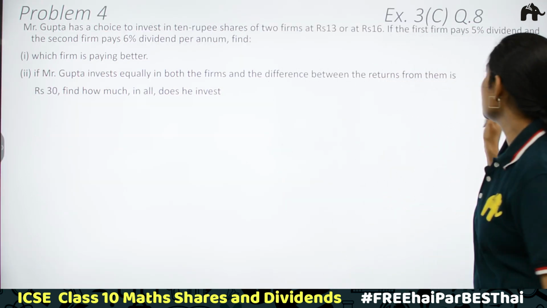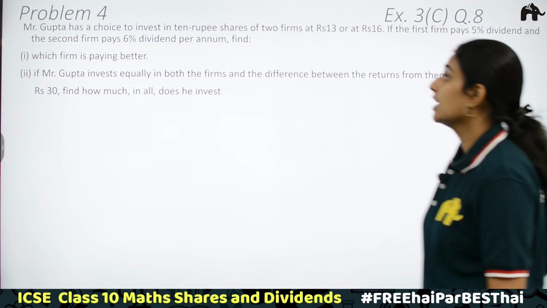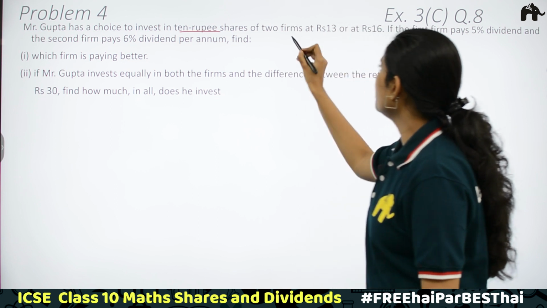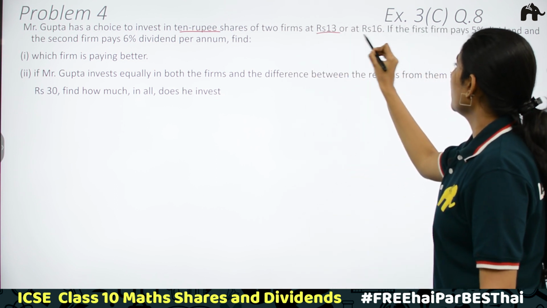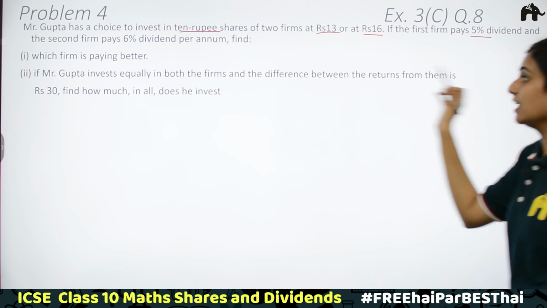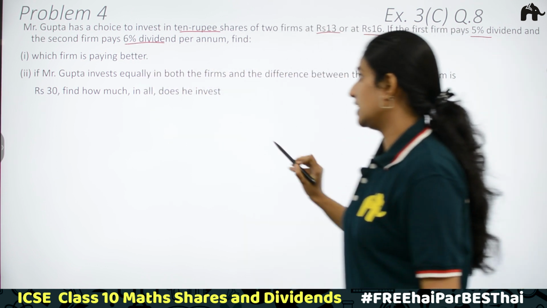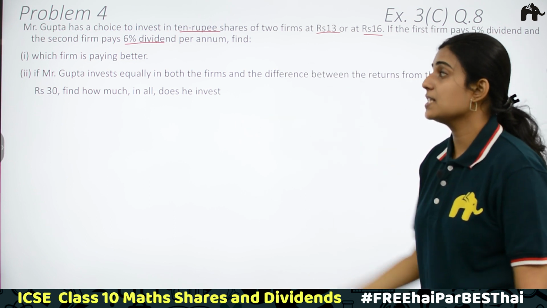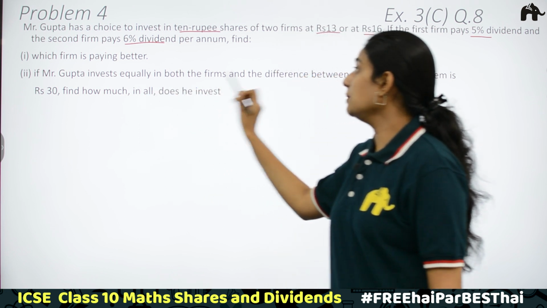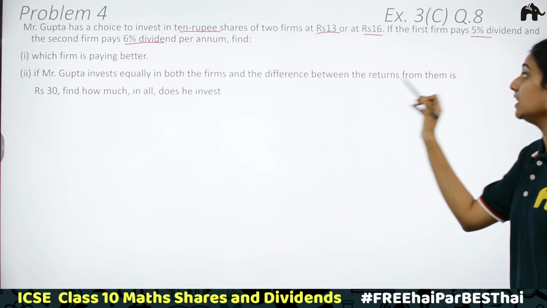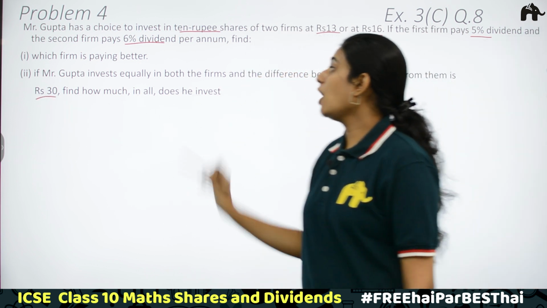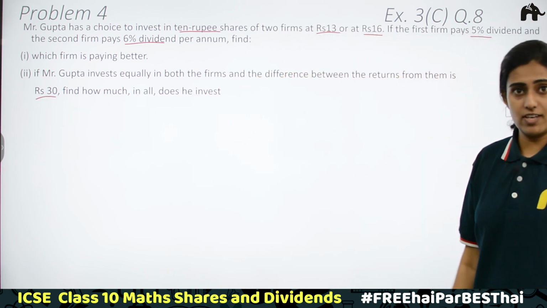Here is the next question. Problem 4. Question number 8 of exercise 3C. Mr. Gupta has a choice to invest in 10 rupees shares of two firms at rupees 30 or at rupees 60. If the first firm pays 5% dividend and the second firm pays 6% dividend per annum, find which firm is paying better. Second, if Mr. Gupta invests equally in both the firms and the difference between the returns from them is rupees 30, find how much in all does he invest.